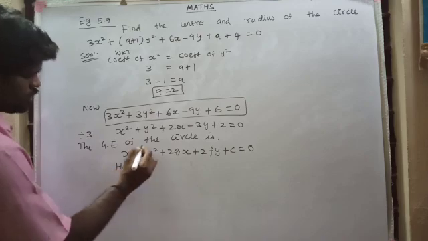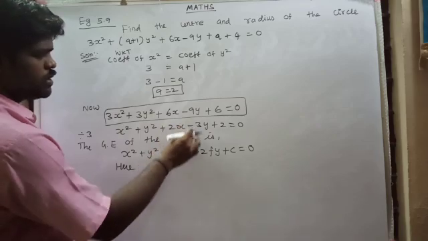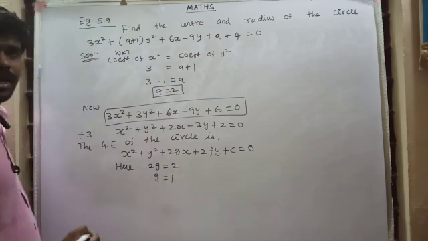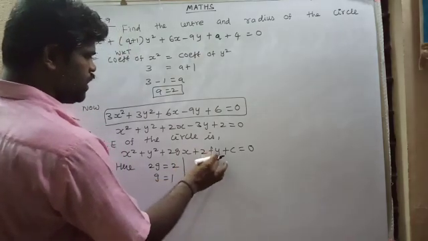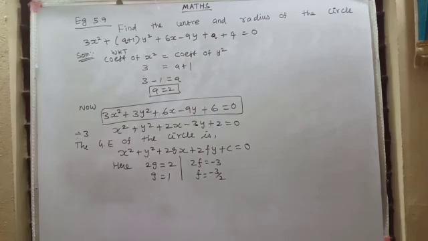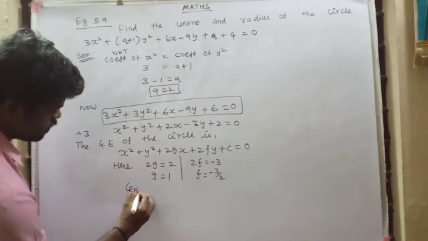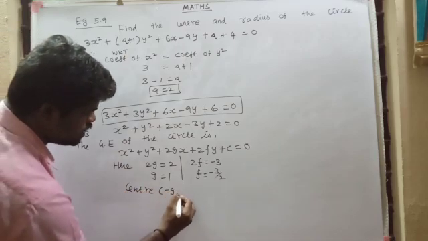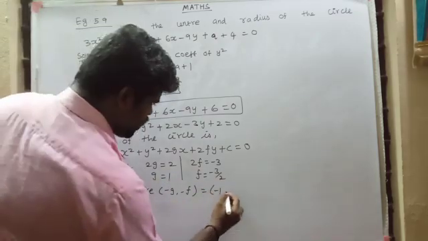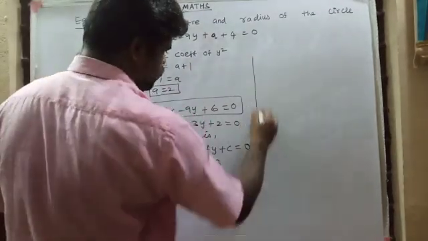Here we are equating these two equations. Here 2g, here 2x, 2gx, 2g. Therefore 2g = 2, therefore g = 1. And equating the y coefficient, 2f = −3. Here g is equal to 1, f is equal to −3/2. Therefore the center is (−g, −f), so the center is (−1, 3/2). This is the center. And we want to find the radius.